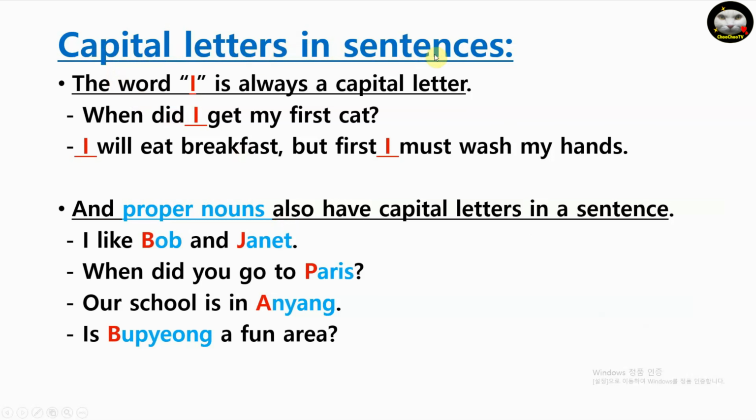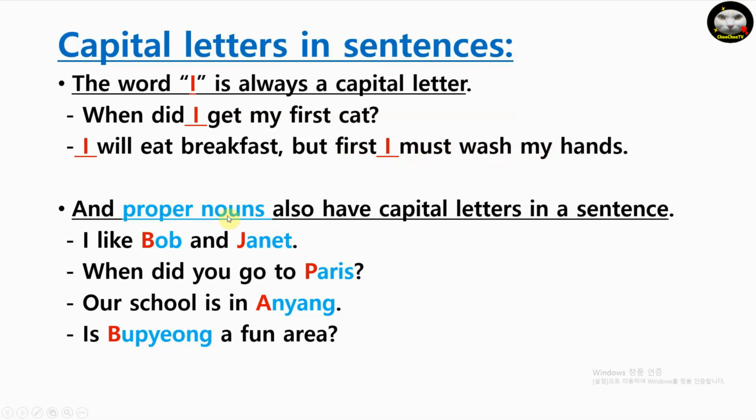Capital letters in sentences. We know that now all sentences begin with a capital letter, but there are times when inside the sentence there's also a capital letter. For example, the word I is always a capital letter no matter where it is in the sentence. Example, when did I get my first cat? I will eat breakfast, but first I must wash my hands.